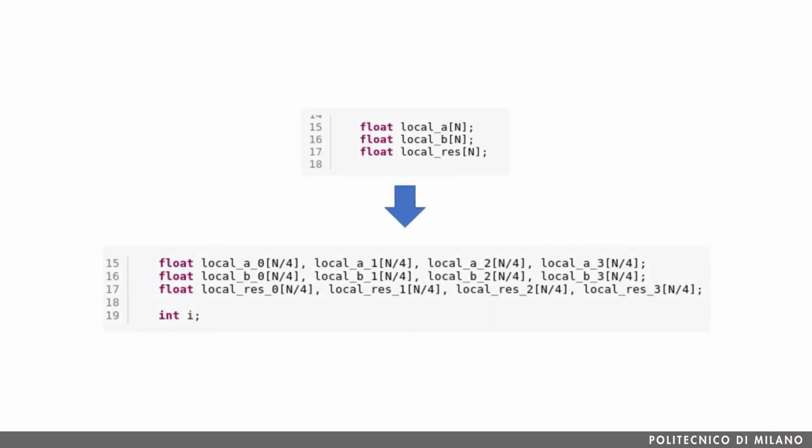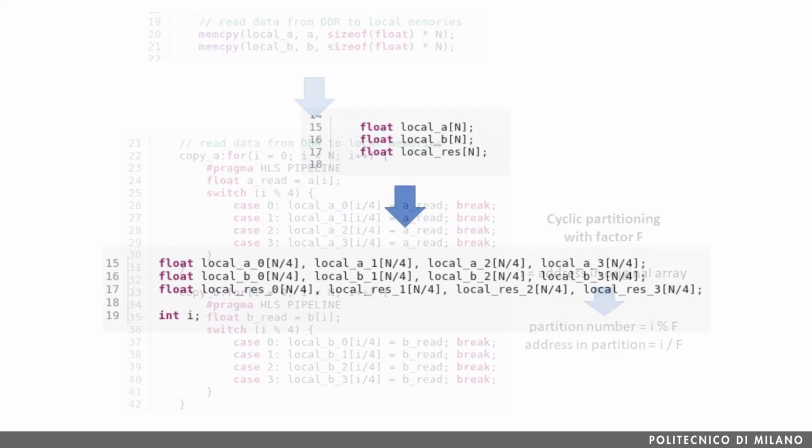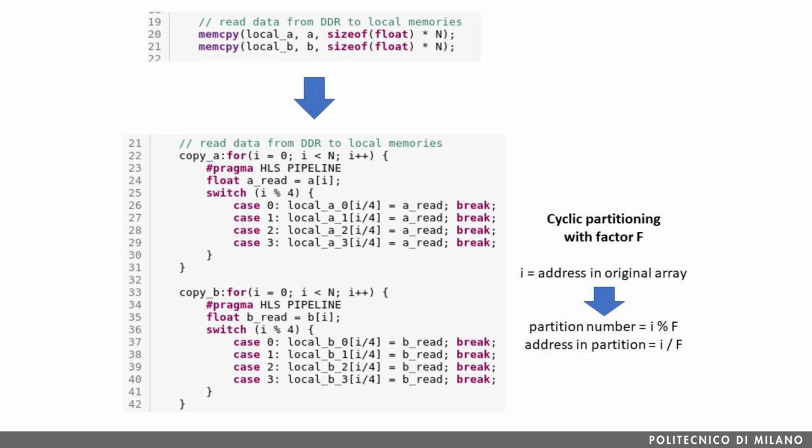First of all, we define all our partitions. As an example, instead of declaring the array local A with n elements, we declared 4 arrays, local A0, local A1, local A2, and local A3, each of n divided by 4 elements. Then, we need to change the logic for reading the data from the DDR memory. Instead of using a simple memcopy, here we manually write a pipeline loop that at each iteration reads one value from the external DDR and stores it in the correct partition of our local array.